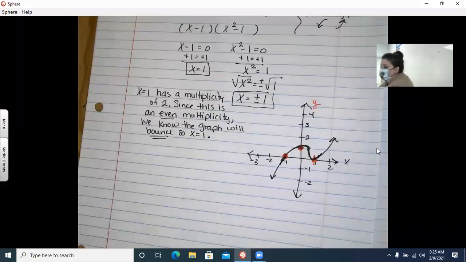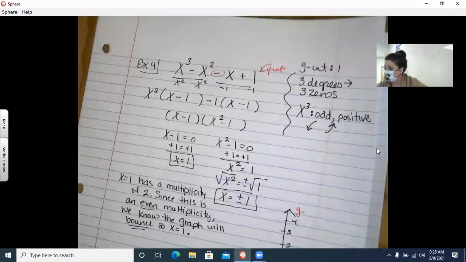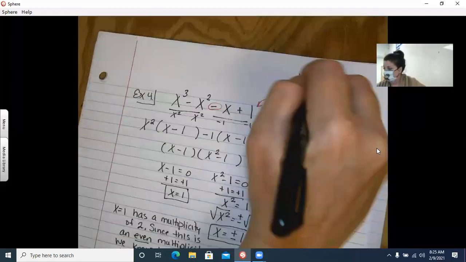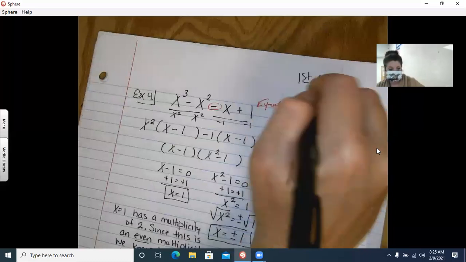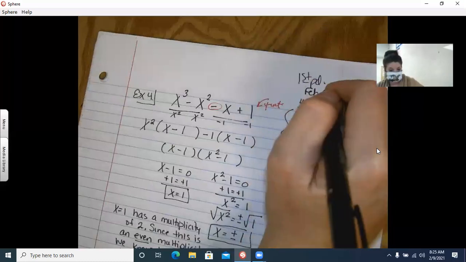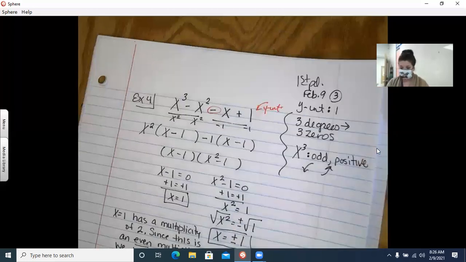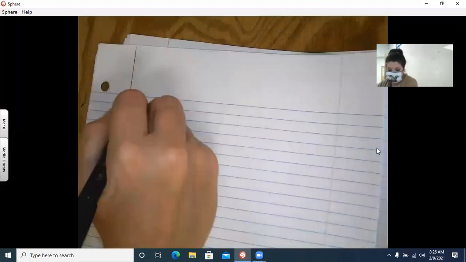All right, let's see if we can do example 5 super fast. This is my page 3. Got my pages mixed up. All right, example 5. I would have you do this one on your own, but my time is running short.